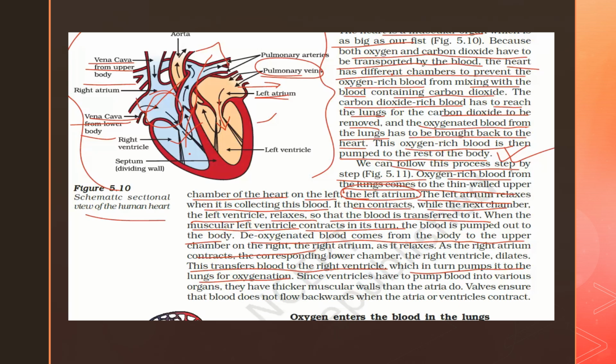Since the ventricles have to pump the blood into various organs, they have thicker muscular walls than the atria. You can see the muscular walls of this ventricle are much thicker than those of the atrium. And valves ensure that the blood does not flow backwards when the atria and the ventricles contract. So there should be no backflow.